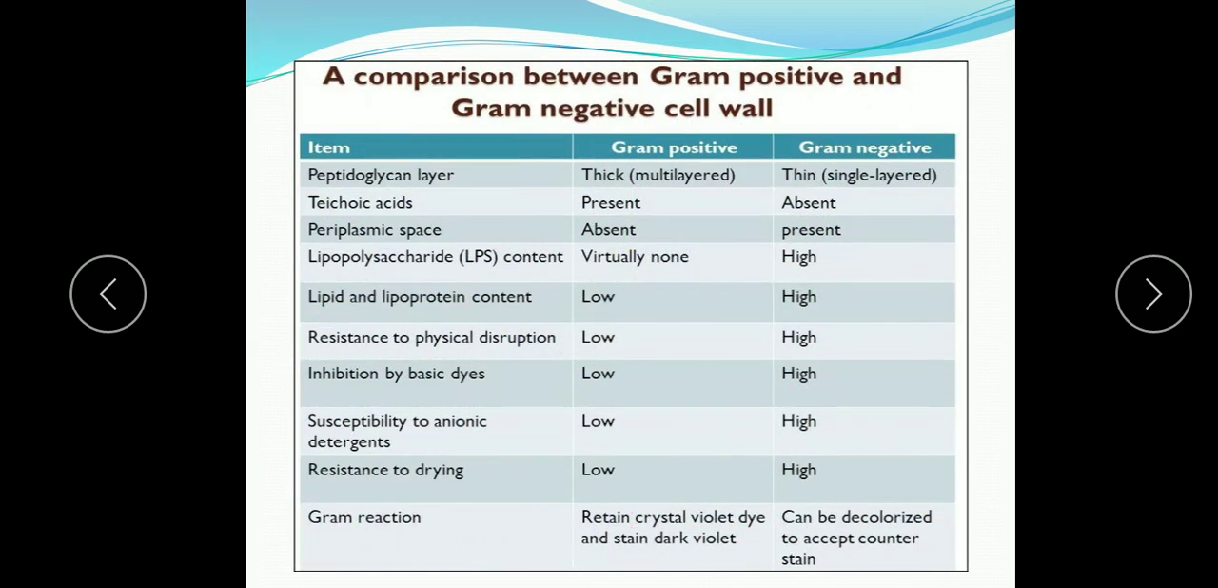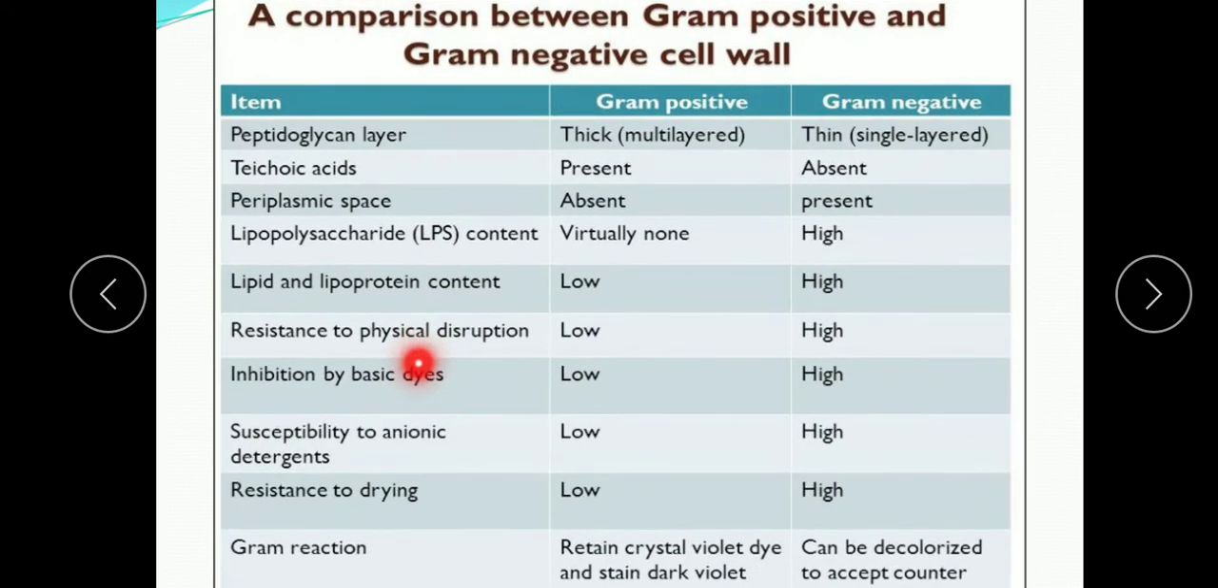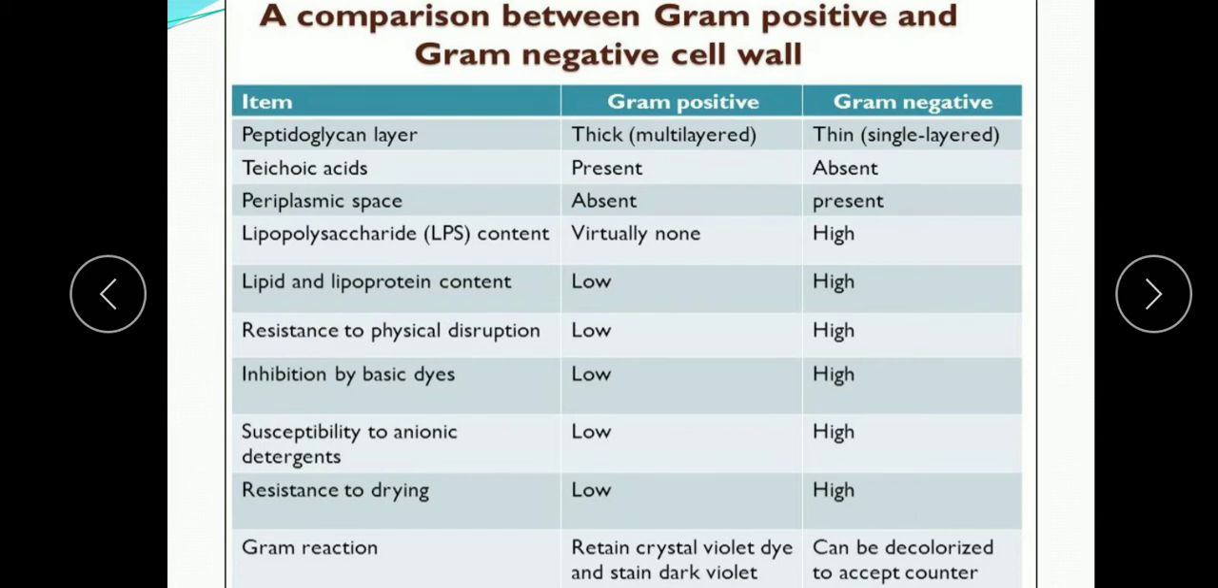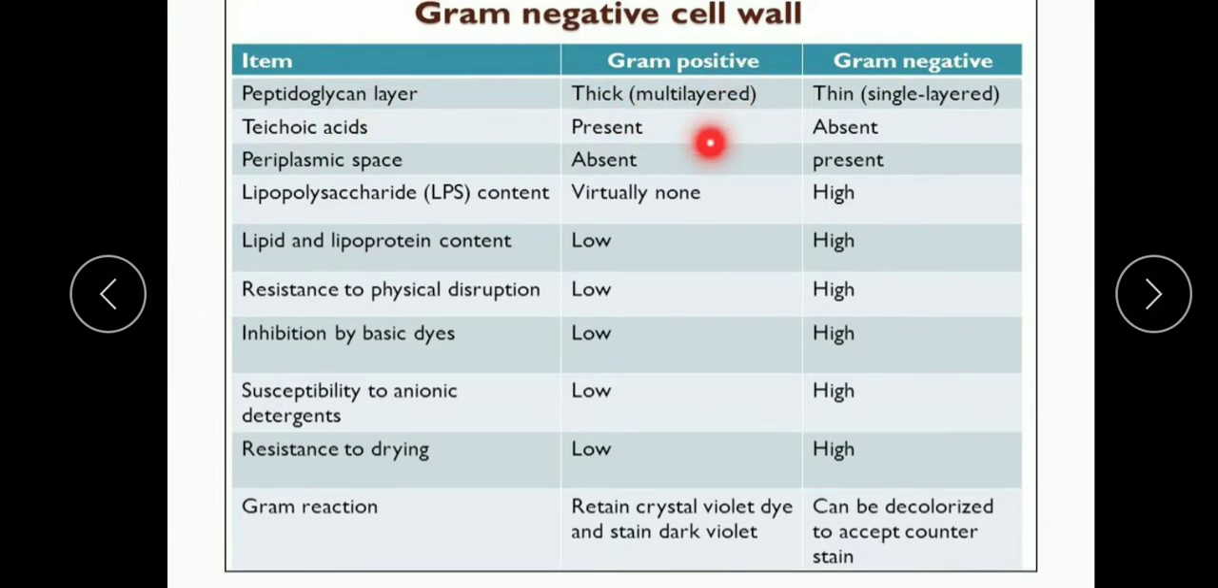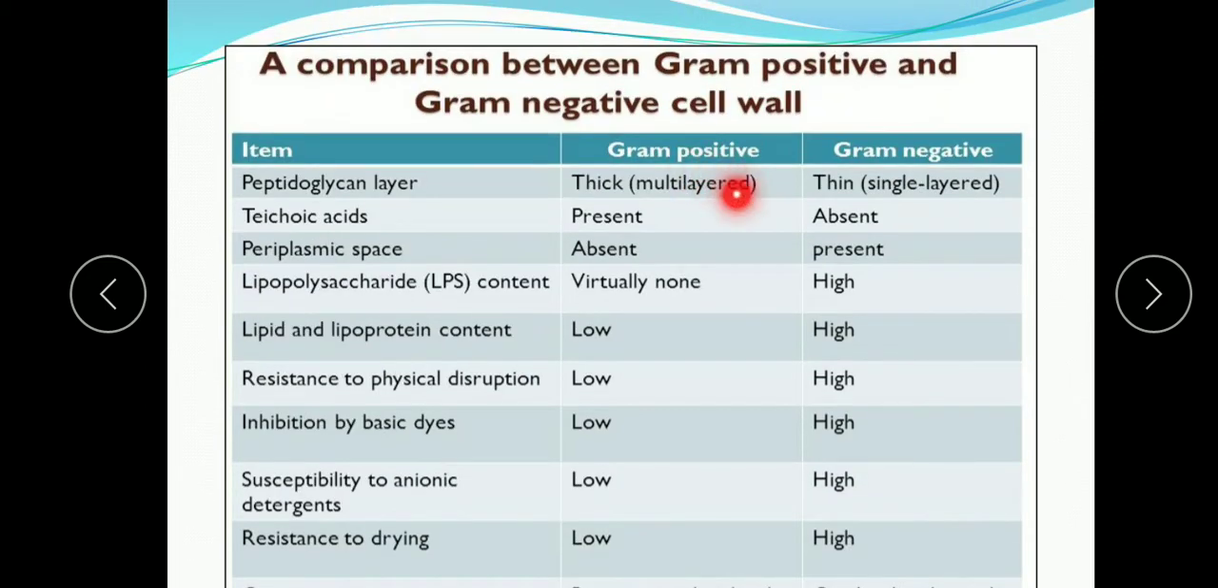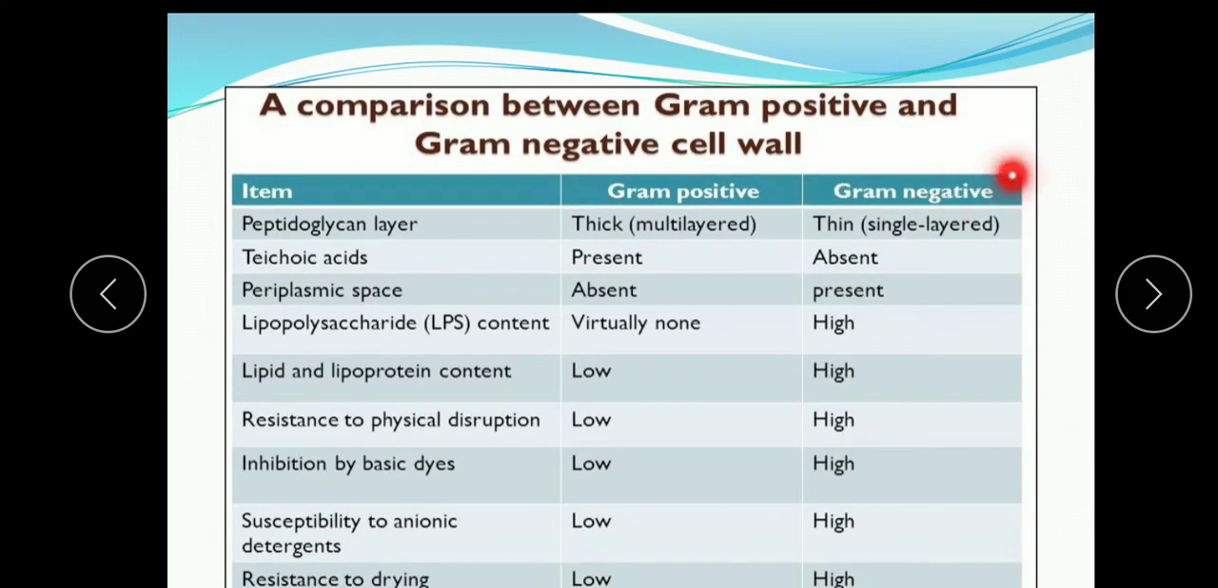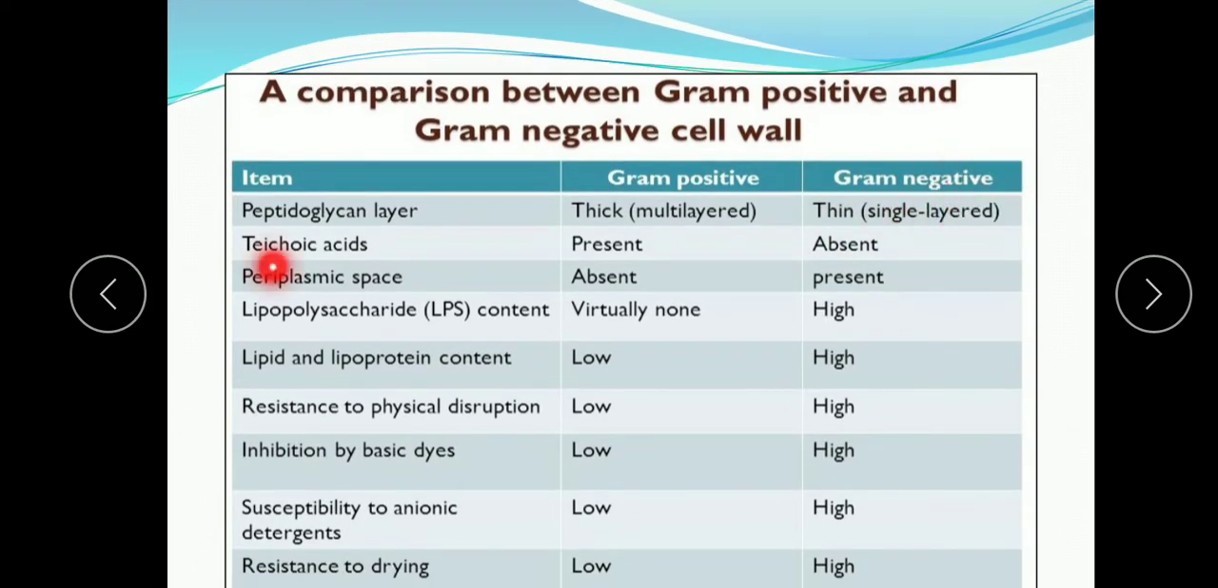Now the comparison: we will see the cell wall structure, cell wall composition, and rigidity of the cell wall. There are differences between the gram positive and gram negative bacteria. Cell wall structure, the peptidoglycan layer: this layer is thick in the gram positive bacteria and it is multi-layered, while in the gram negative bacteria it is very thin, a single layered cell wall. Teichoic acids are present in gram positive, and absent in the gram negative bacteria.